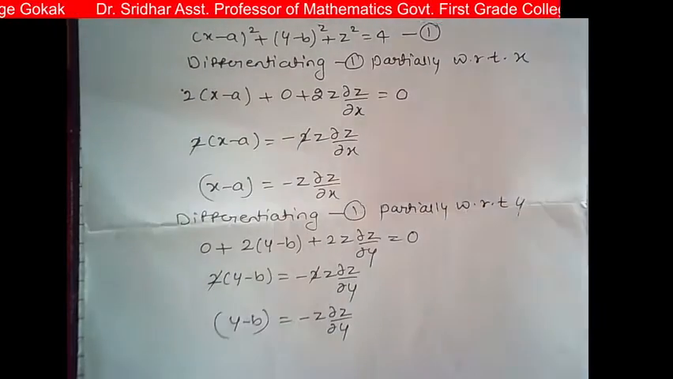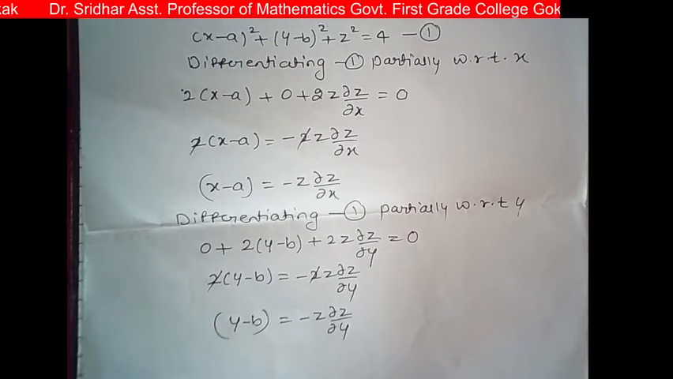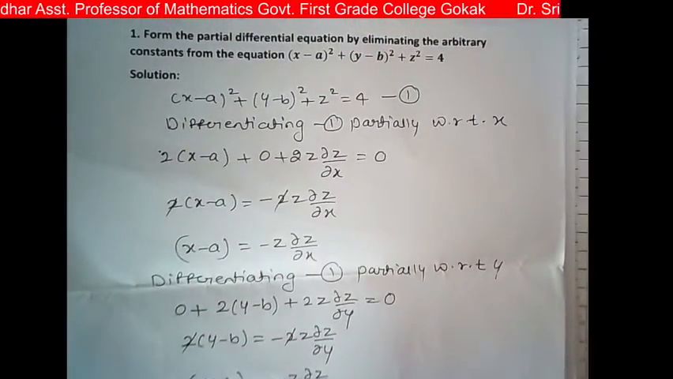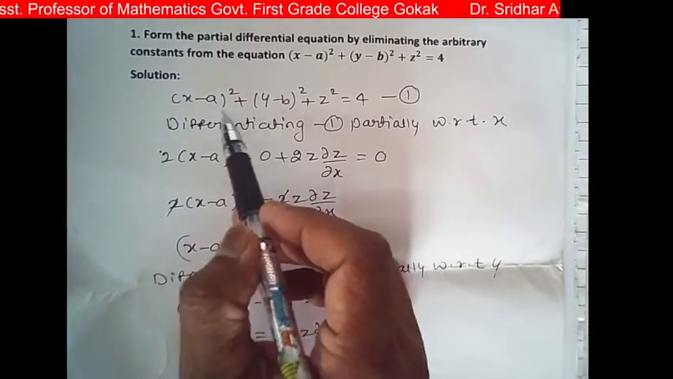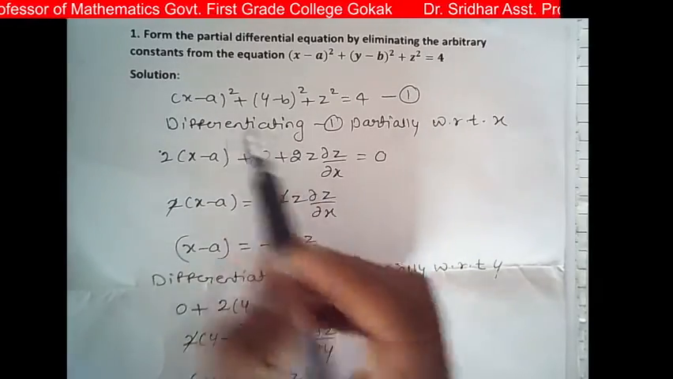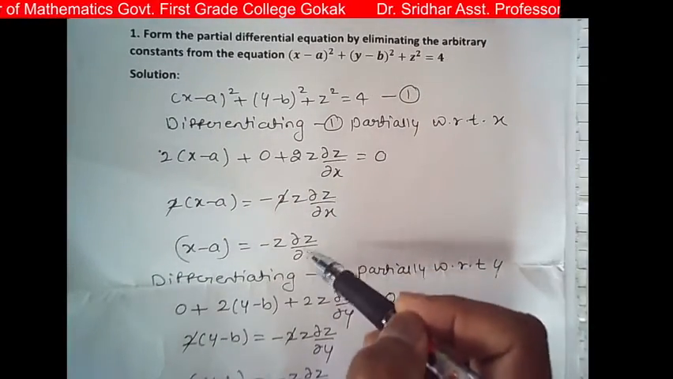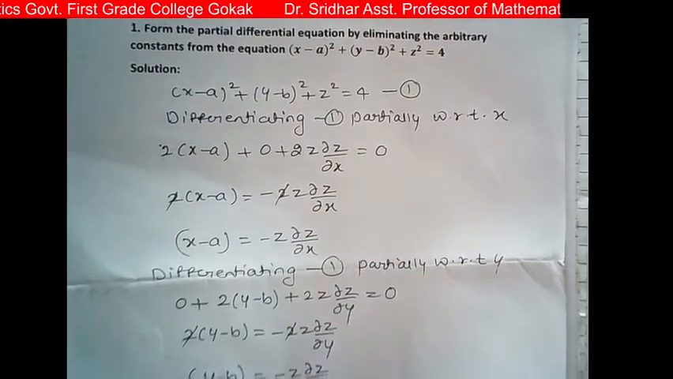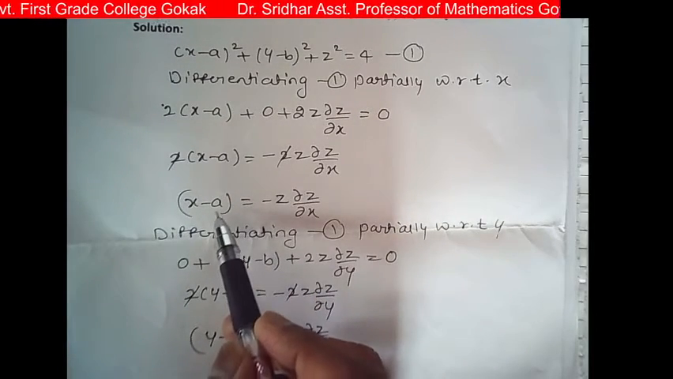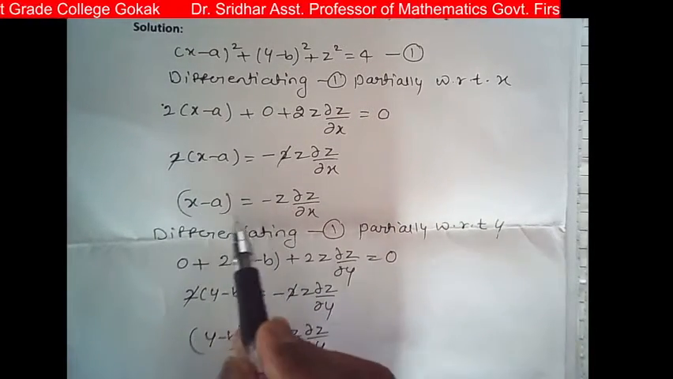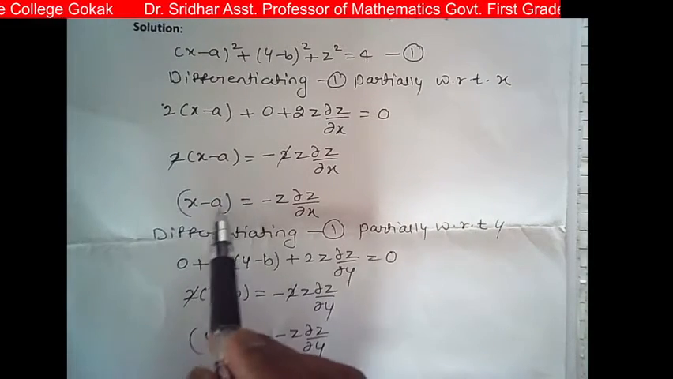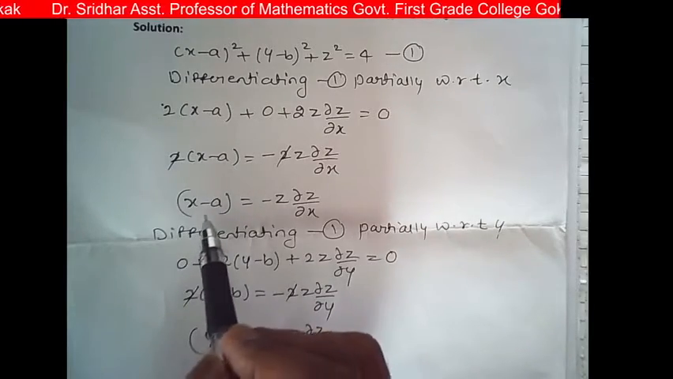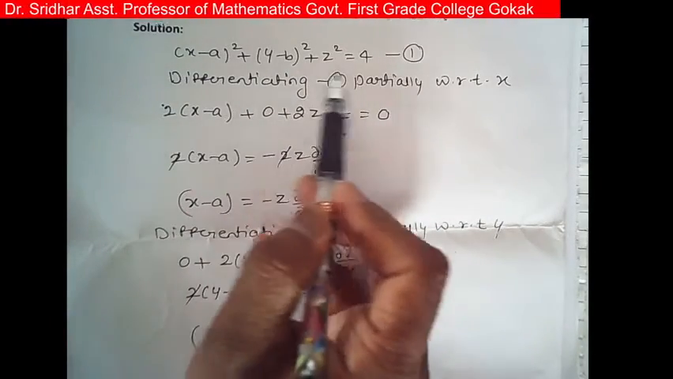Okay, so now we have differentiated partially with respect to x and y. Next we have to eliminate the arbitrary constants. So eliminating the arbitrary constants means what? Here we have differentiated and we got some derivatives. Now what we do, we find the values of a and b in terms of derivatives, and then substitute those values of a and b in the given equation 1.